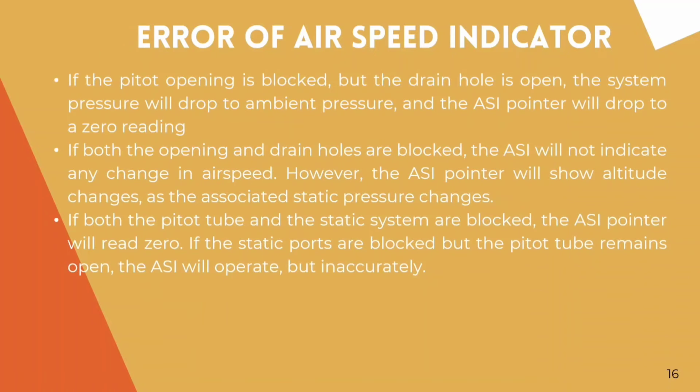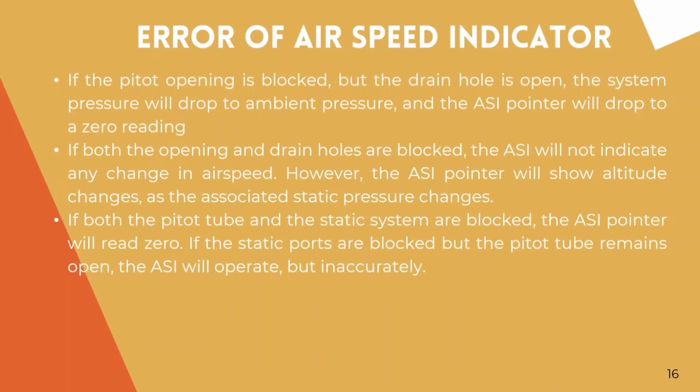Error of the airspeed indicator. If the pitot opening is blocked but the drain hole is open, the system pressure will drop to ambient pressure and the ASI pointer will drop to a 0 reading. If both the opening and drain holes are blocked, the ASI will not indicate any change in airspeed. However, the ASI pointer will show altitude changes as the associated static pressure changes.